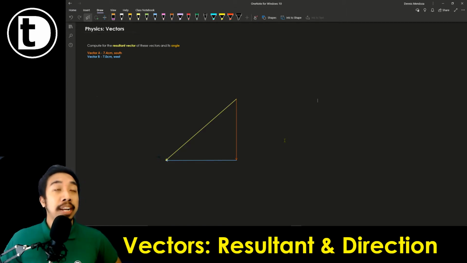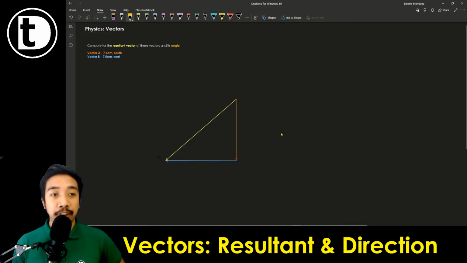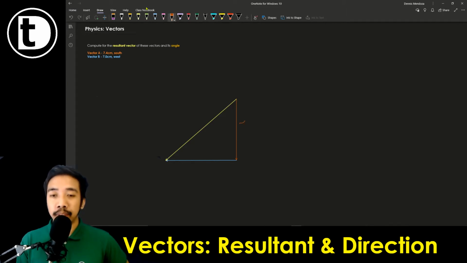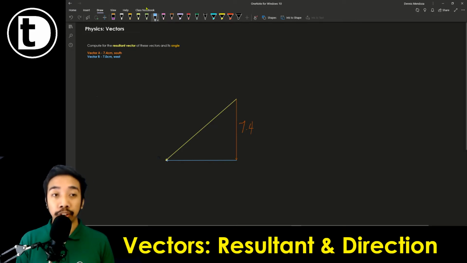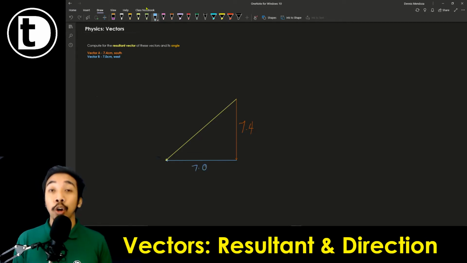So, ang vector natin dito ay vector A, 7.4. Let's put a label here. So, mapapansin n'yo, color-coded 'to, right? So, kung ano yung color ng ating font for the vector, yun din yung color ng ating mismong arrow papuntang baba, at yung ating label. So, again, vector A is 7.4 centimeters going to south. And then our vector B is 7.0 centimeters going to the west.